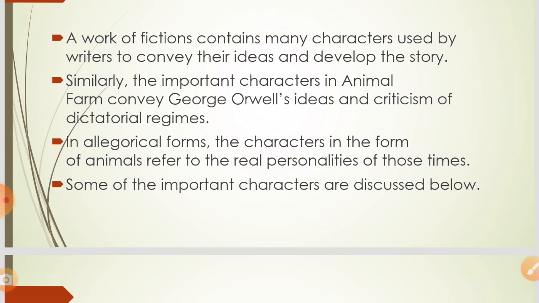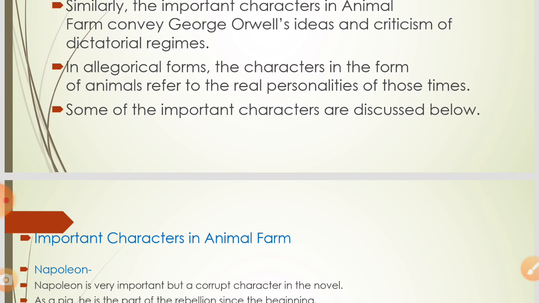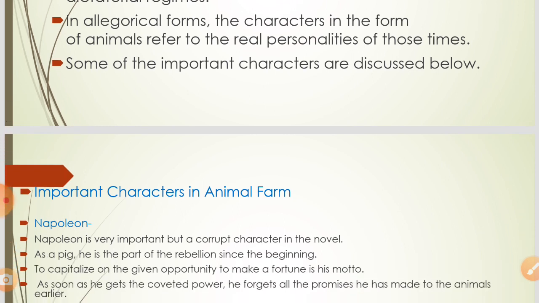Similarly, the important characters in Animal Farm convey George Orwell's ideas and criticism of dictatorial regimes. In allegorical form, the characters in the form of animals refer to the real personalities of those times. It's absolutely correct that the animal characters in the novel represent the actual personalities of communism at that time. Some of the important characters are discussed below.